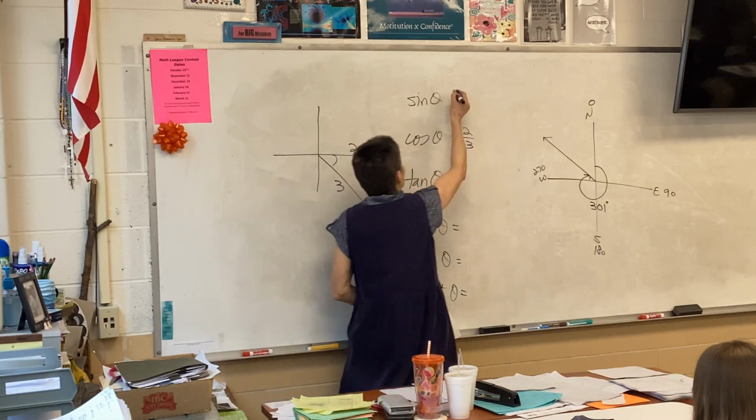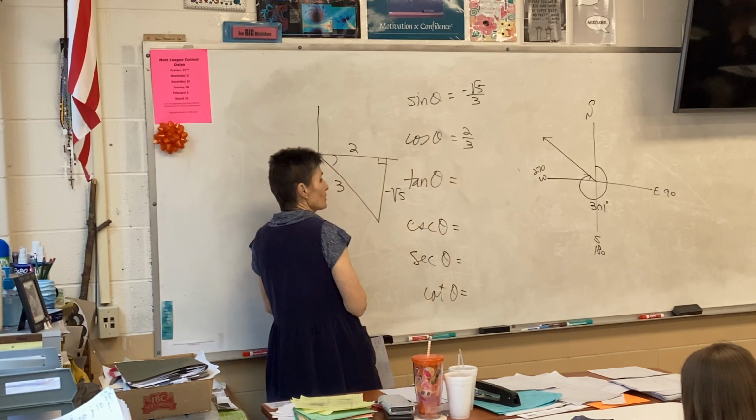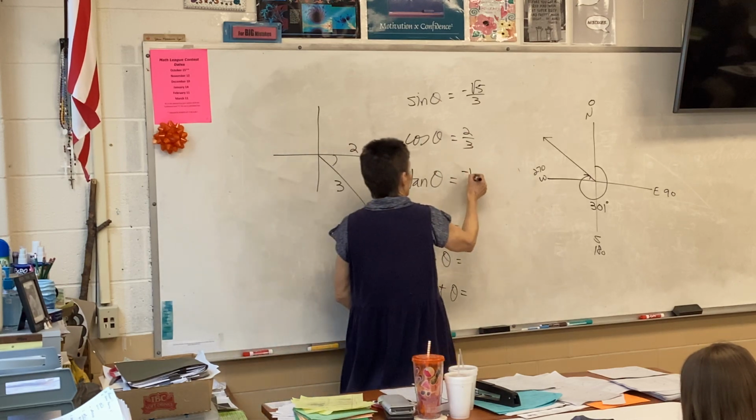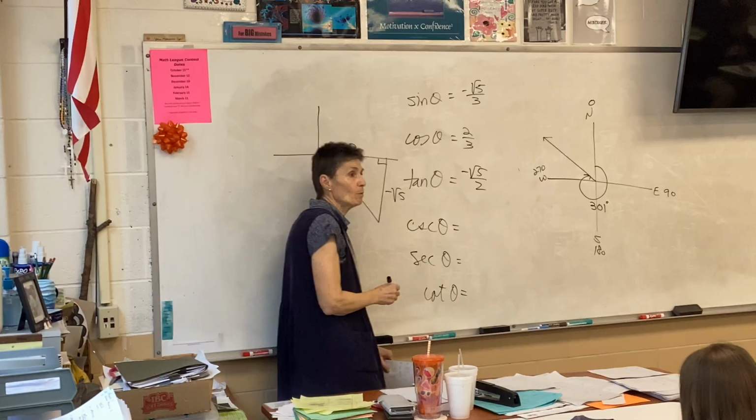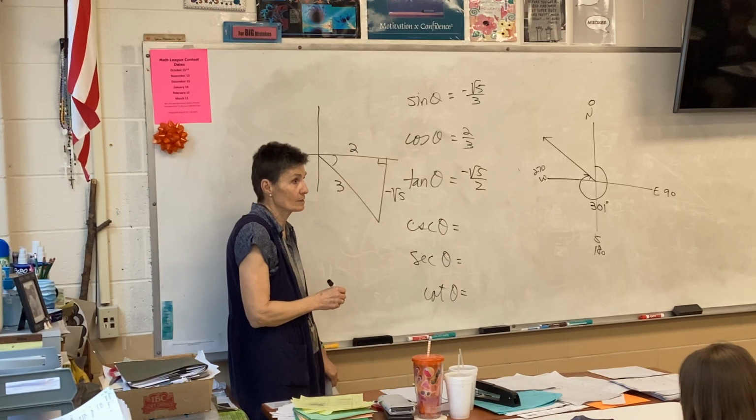Negative root 5 over 3. Yeah. How about the tangent? Negative root 5 over 2. Alright, everybody good to that point? Because the rest of it is just reciprocals.